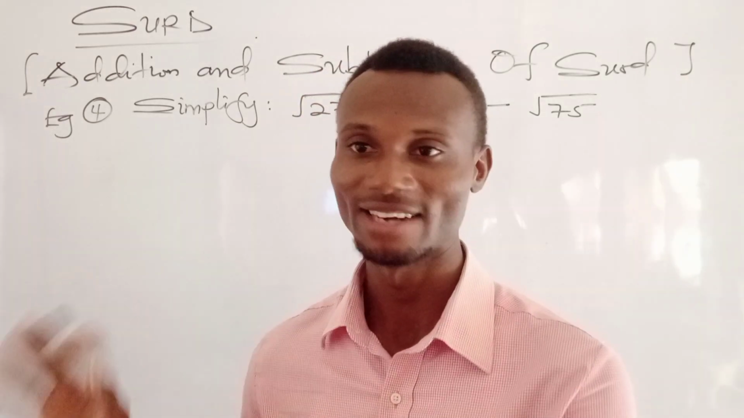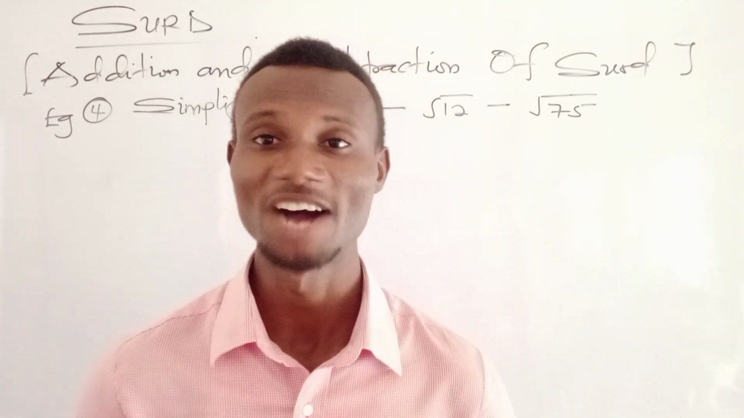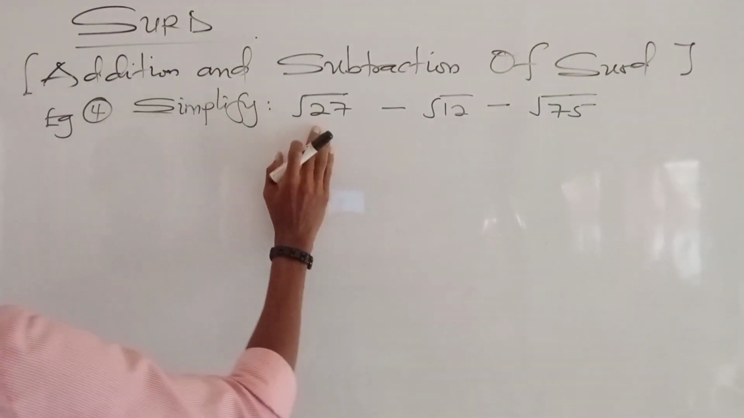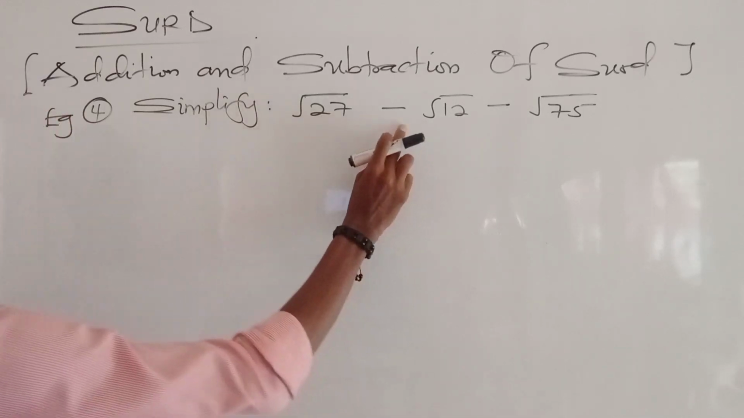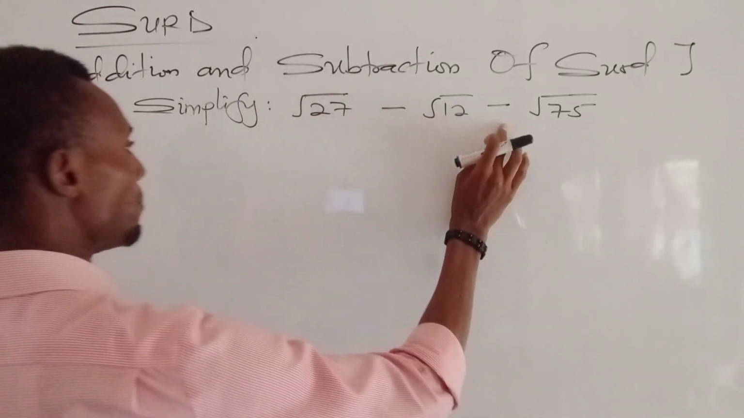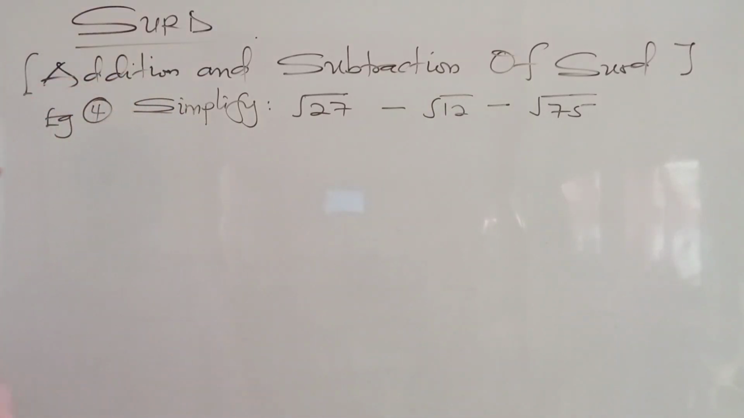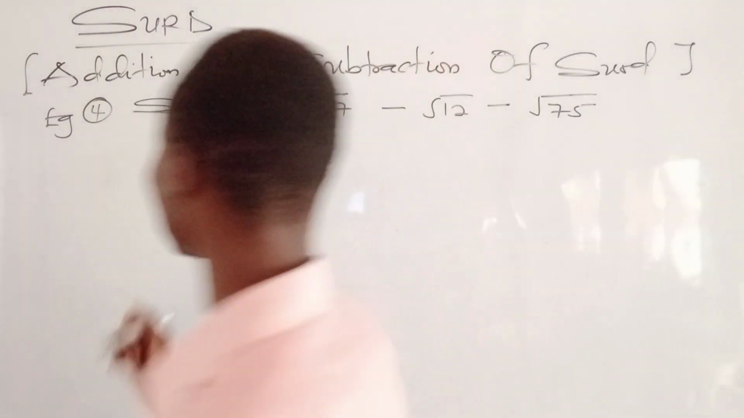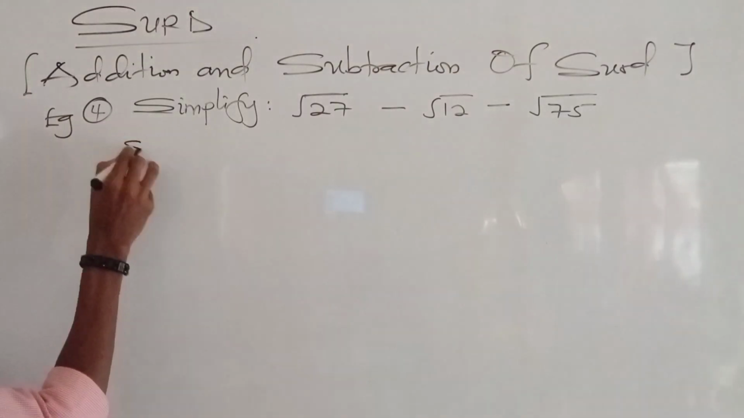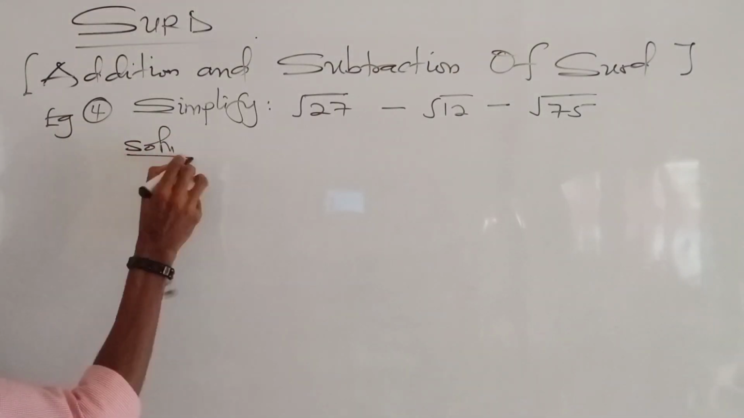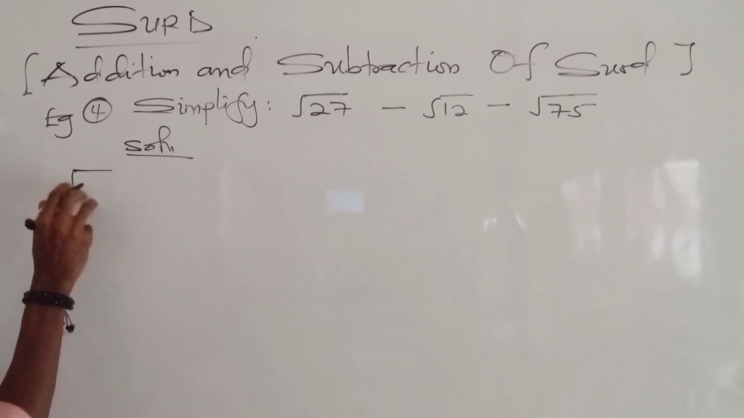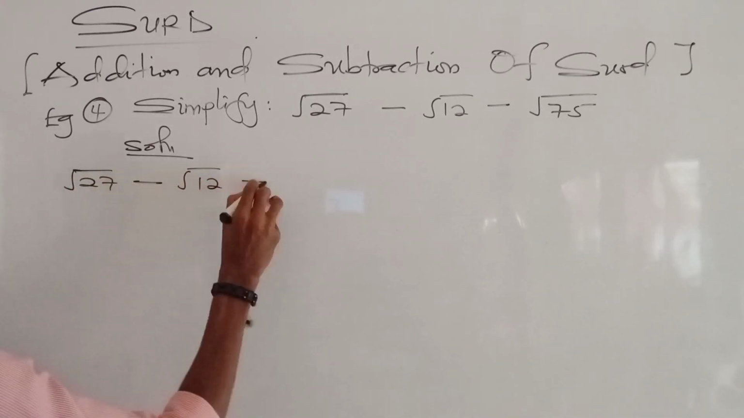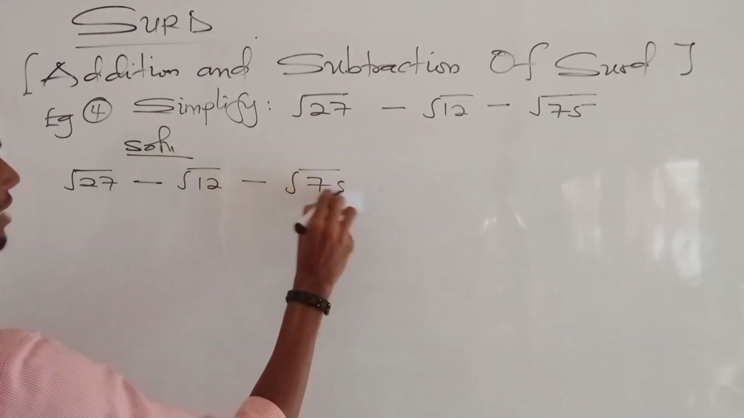Let's go ahead and handle example 4 that I have on the board. So example 4 says: simplify the square root of 27 minus the square root of 12 minus the square root of 75. So we have to simplify this one. Let me write my solution down and let's repeat the question. So we have square root of 27 minus square root of 12 minus square root of 75.